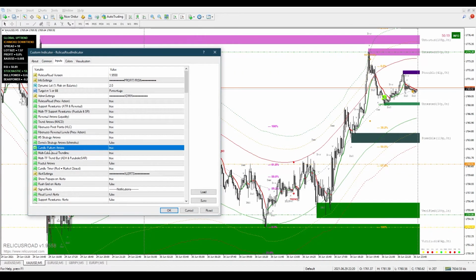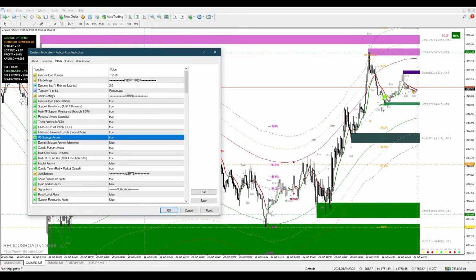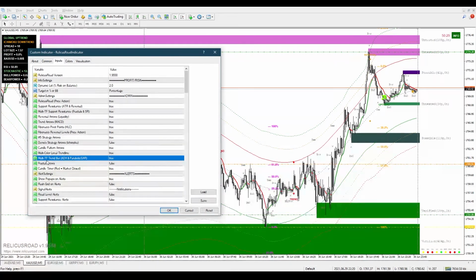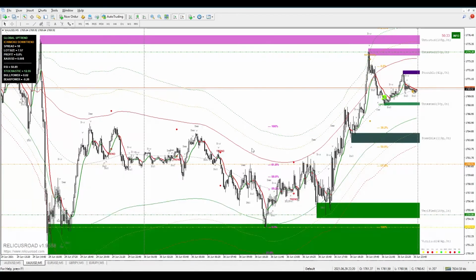Anyway, so we have candle patterns, we have strategy 5 arrows. These are strategy 5 arrows. You can look at the strategy 5 to see how to trade that. We have multi-time frame trend bar. All right, so yeah, I forgot about that one. So this is given by Dennis also.